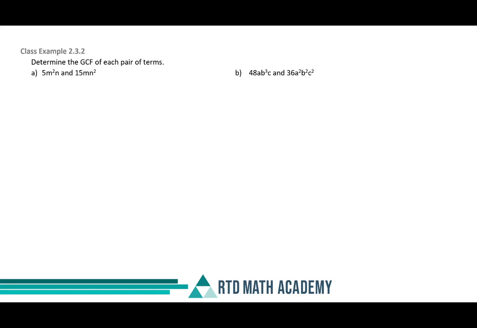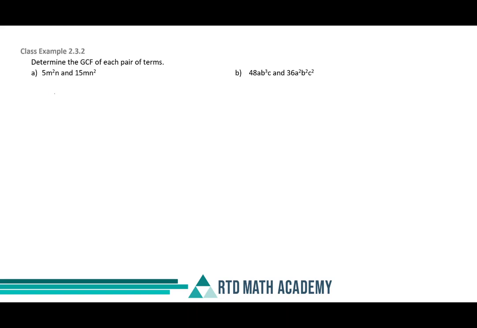Class example 2.3.2: determine the greatest common factor of each pair of terms. So we're moving on to a little bit more complicated here because we've got more than just one variable. I'm going to go slowly for these two, and then you'll hopefully catch on by the next class example that we can go a little bit quicker.